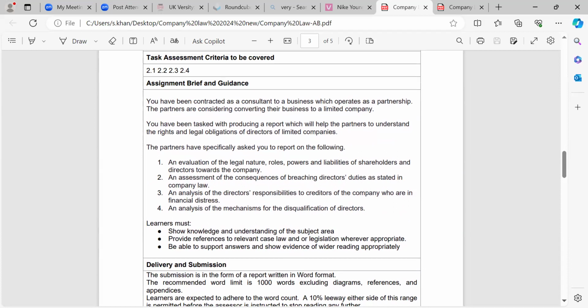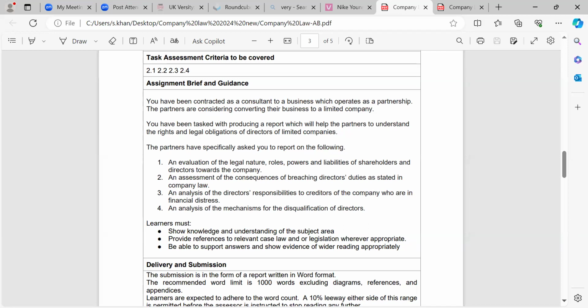You have been tasked with producing a report which will help the partners to understand the rights and legal obligations of directors of limited companies. The partners have specifically asked you to do a report on the following.